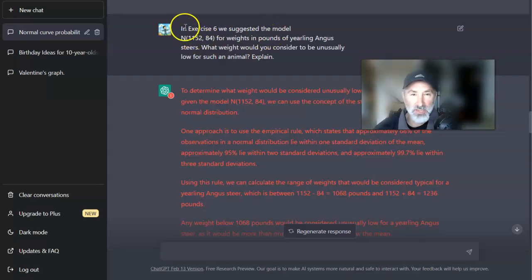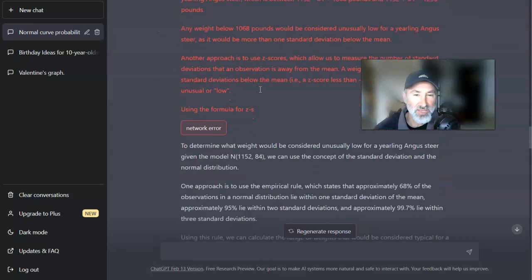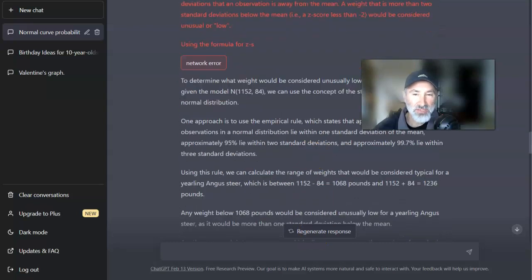But anyways, here's the question that I pasted in, and then I went ahead and hit send, and let ChatGPT begin to type out an answer. The first time it went for it, it actually came up with some kind of network error, so I clicked on regenerate response. And then I want you to see this next part.